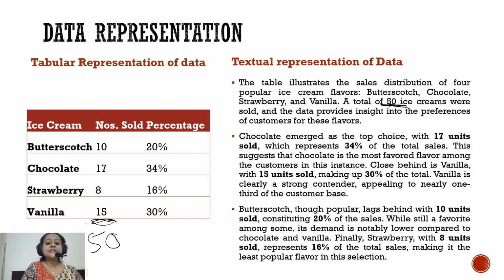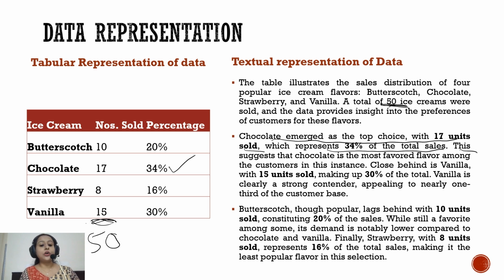As I mentioned, since 34% is the highest percentage, it belongs to chocolate ice cream. So we can infer from here that chocolate emerged as the top choice with 17 units sold, which represents 34% of total sales. So the same data which is shown in tabular format can be represented in the textual format as well. This suggests that chocolate is the most favored flavor among the customers, right?